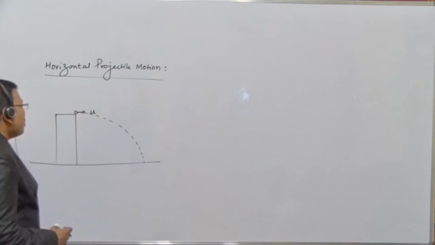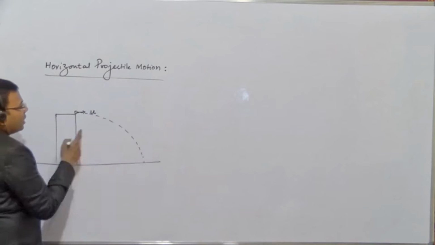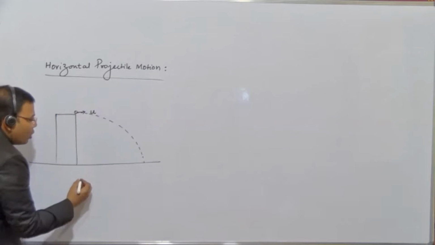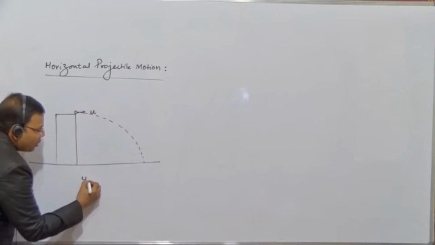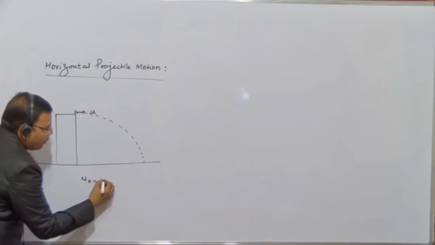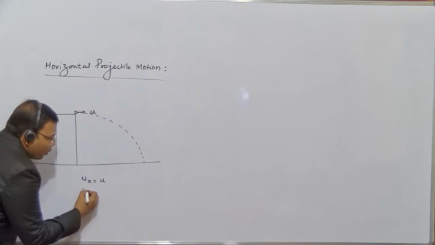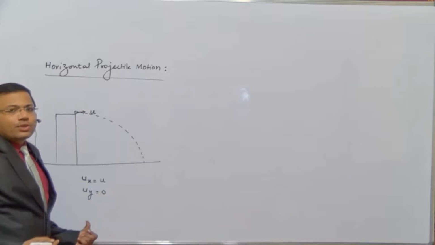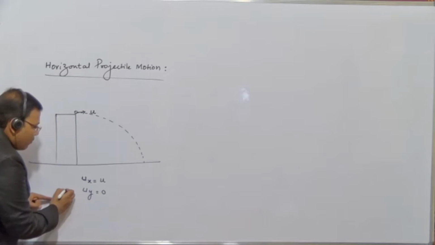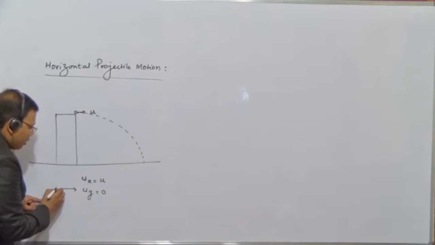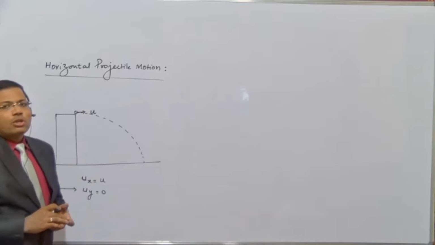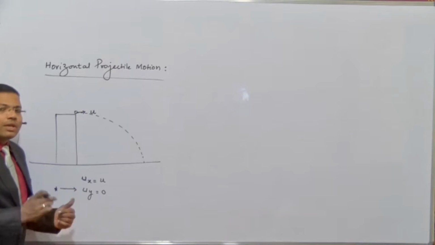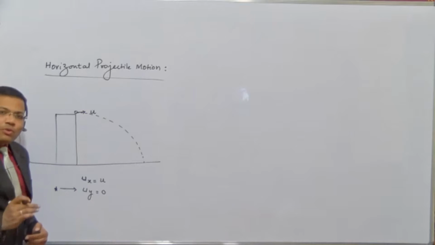So the body is projected horizontally with a velocity u. Therefore, the initial horizontal velocity, ux, is u only. We are not throwing the body vertically, so the initial vertical velocity is 0. This is very, very important, the turning point for any derivation. If you forget this point, then everything will get spoiled here. You have to be very careful.